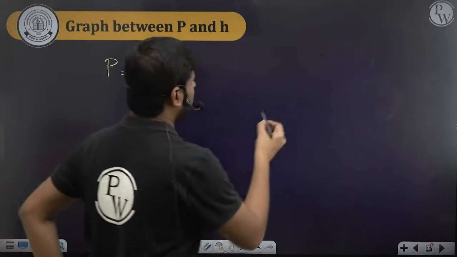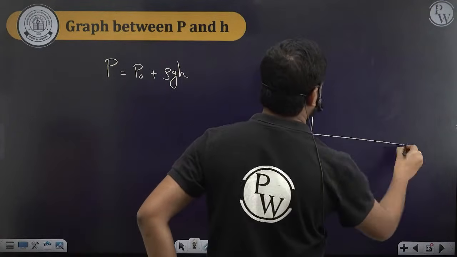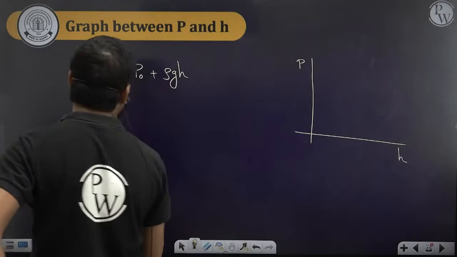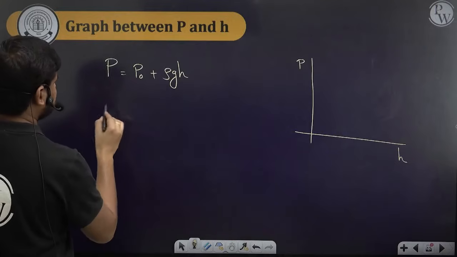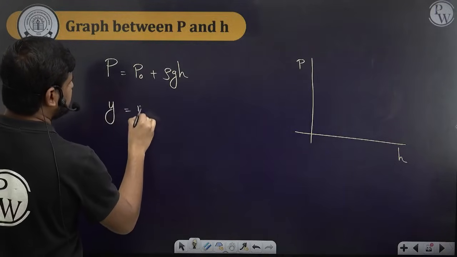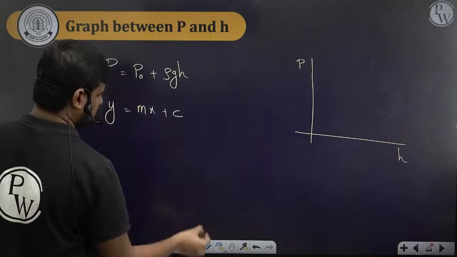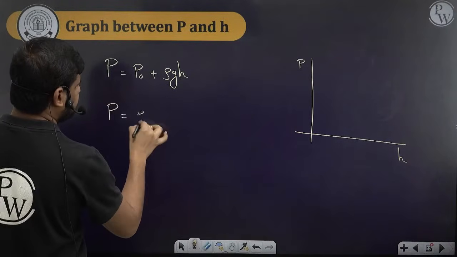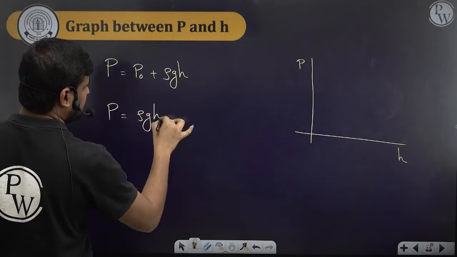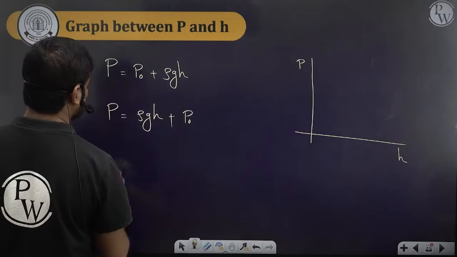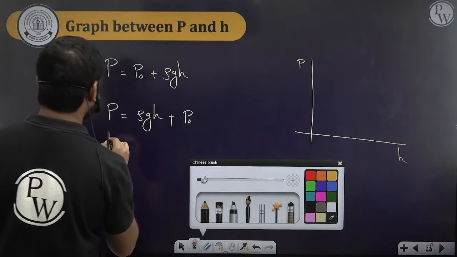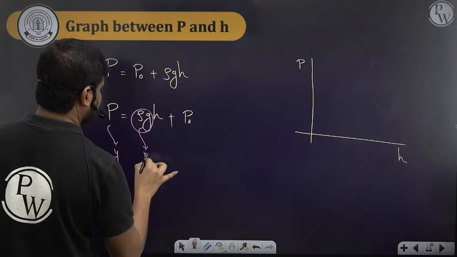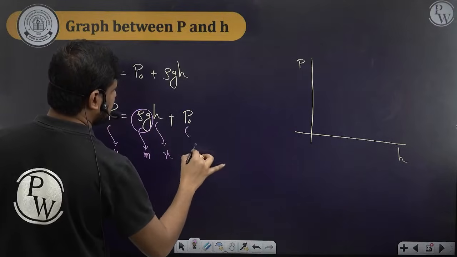Now let me do one thing. I am going to draw the graph of Y versus X, here P versus H. Let me write this in the form of the y equals mx plus c graph, you know, right? So Y is equal to m x h plus c. If you compare it with y equals mx plus c, this is m and this is x, so this is c.